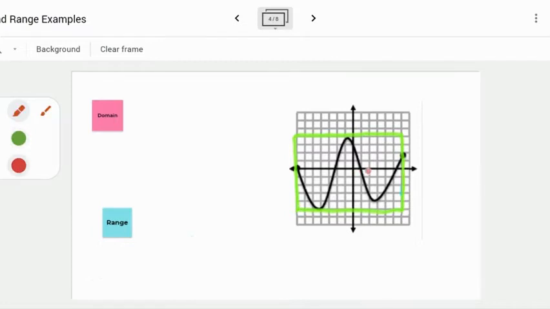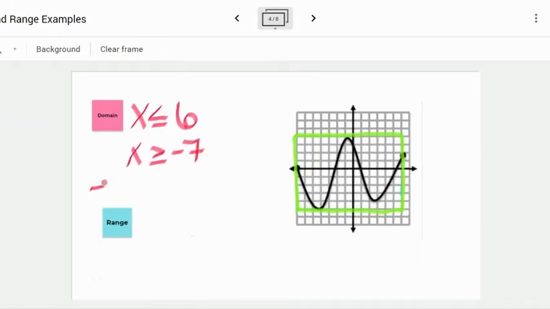For the domain, 1, 2, 3, 4, 5, 6, it does not pass 6. So that is x is less than or equal to 6. We're using less than or equal to because it is a closed circle. Then going to the left, 1, 2, 3, 4, 5, 6, 7. So x is always greater than or equal to -7. That's going to be written as -7 is less than or equal to x is less than or equal to 6. And for our range, the highest point is here, 1, 2, 3, 4. So y is less than or equal to 4. And 1, 2, 3, 4, 5.